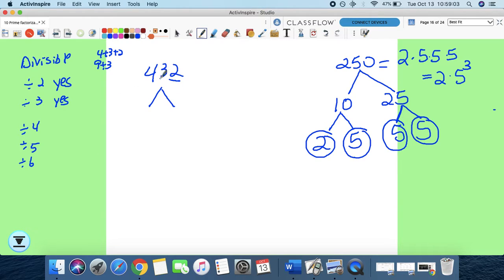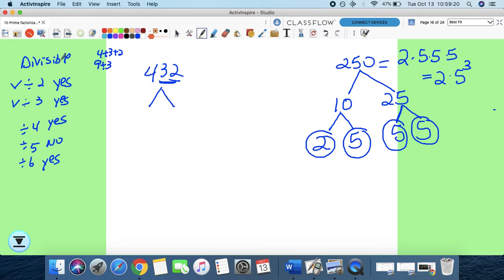Is it divisible by 4? Look at the last two numbers. 32 divided by 4? Yes. Is it divisible by 5? Look at the last number. Does it end in 0, 5? No. Is it divisible by 6? Yes. How do I know that? Because it's divisible by 2 and 3, so for 6 it works.